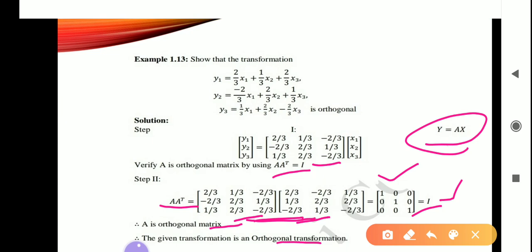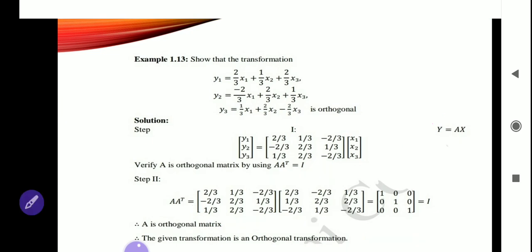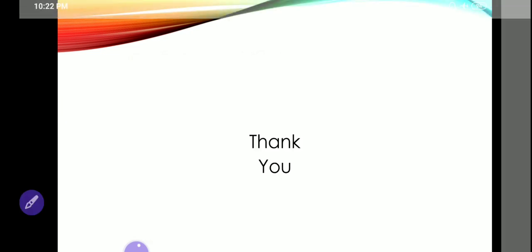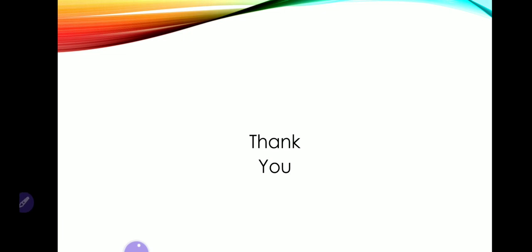So these are some problems related to linear transformation and orthogonal transformation. In the next video, we will take some problems on orthogonal matrices separately, and then we will start the next topic of this unit, that is the most important topic, eigenvalues and eigenvectors.